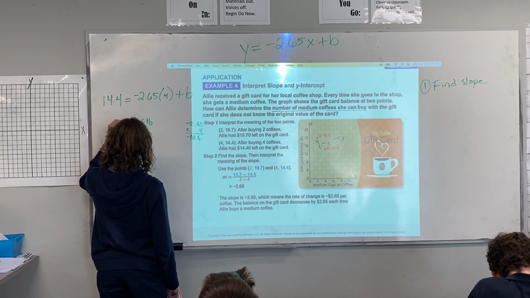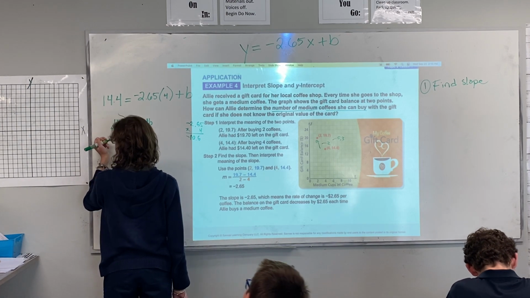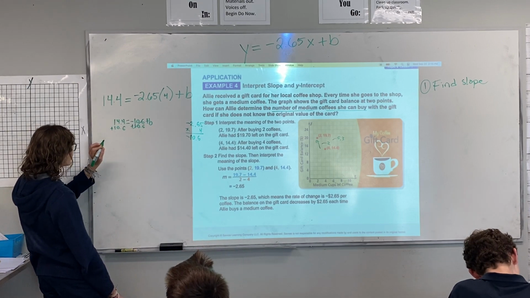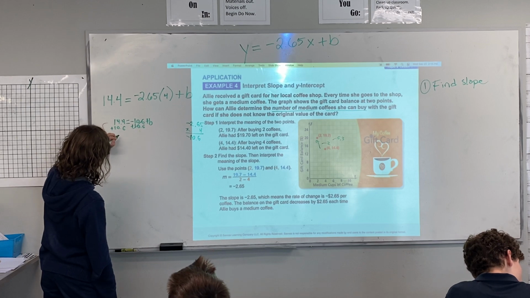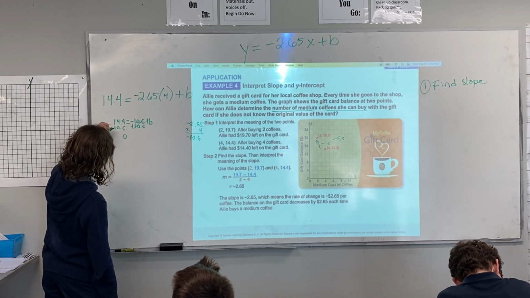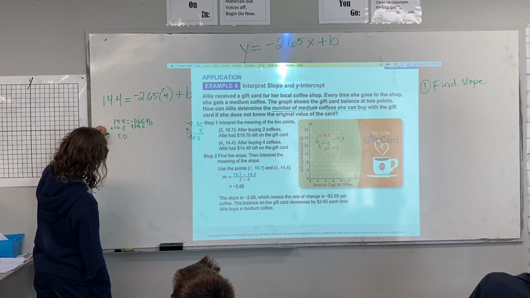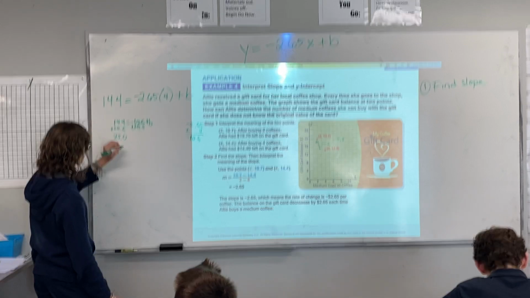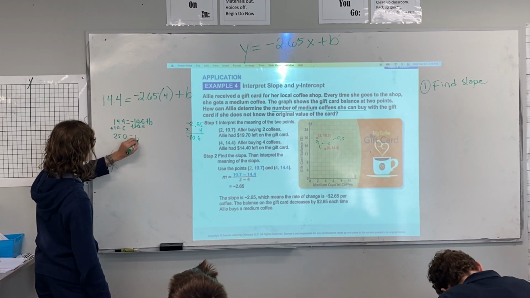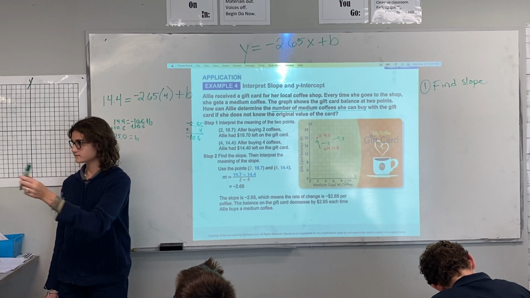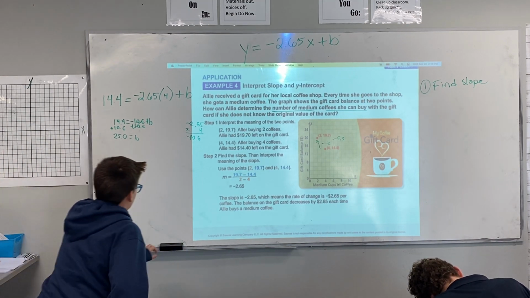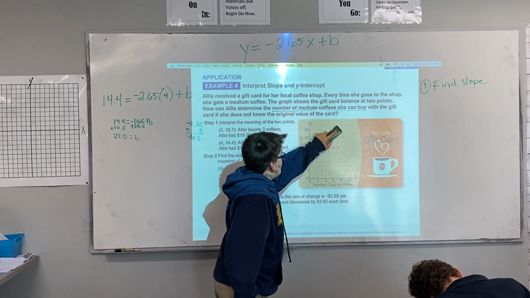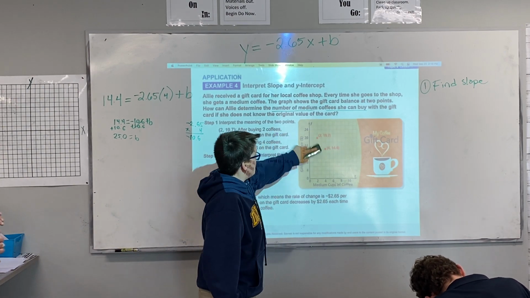You guys have to work on your teacher stance, where you stand out of the way as you're doing it. It's okay, it's hard. Watch. I think I get what we're supposed to do. That's it. b is 25. What does b represent? It's also the starting value of the gift card, right?